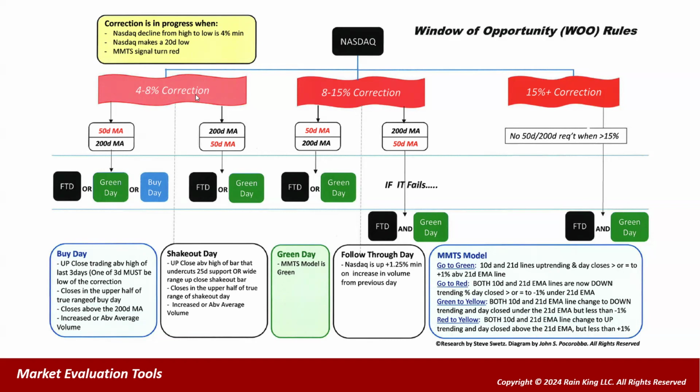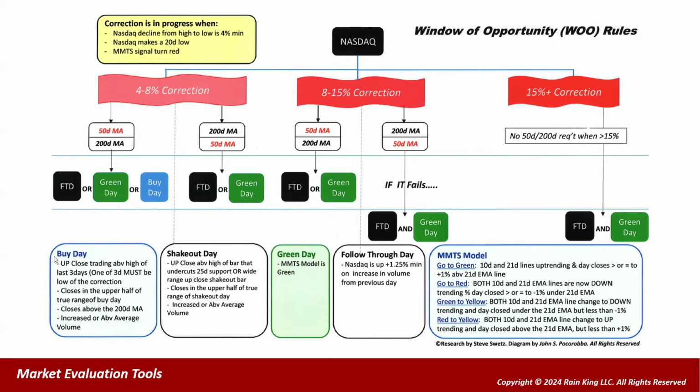When you get a correction of 4 to 8%, there's two situations. One, you get that correction with the 50-day still on top or above the 200-day. So when you have the 50-day above the 200-day, in order to get back into the market, you have a choice of three conditions. We either get a follow-through day, which is defined here, or you have to have what Steve calls a green day. And a green day is defined here, which is essentially when the MMTS model turns to green, which is defined here, or he has what you call a buy day.